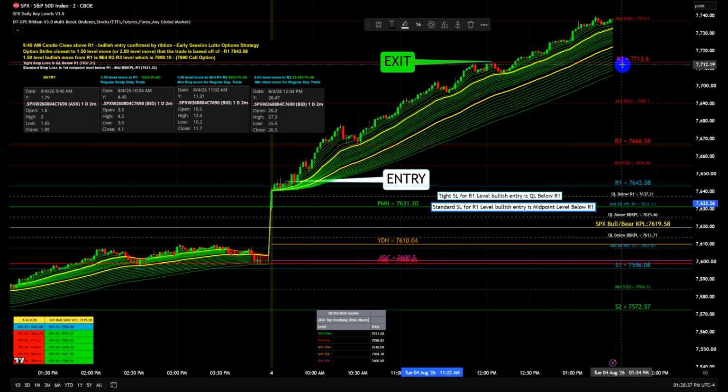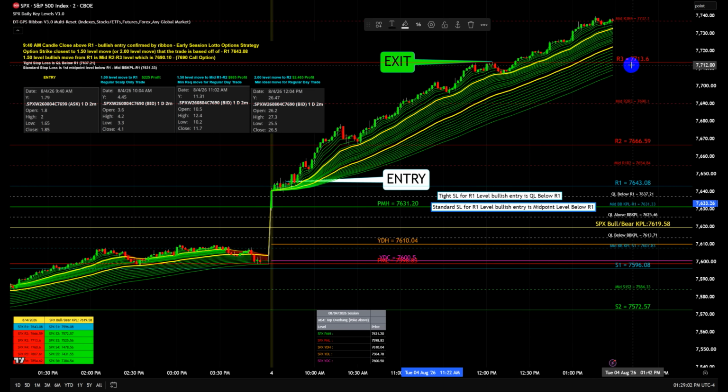The furthest away would be the R3, because that's 2 levels away, so it's 77.13.60. So that would be the 77.15 strike. Now the entry and everything else is the same as far as managing the trade, your target levels for exit or adjustment.